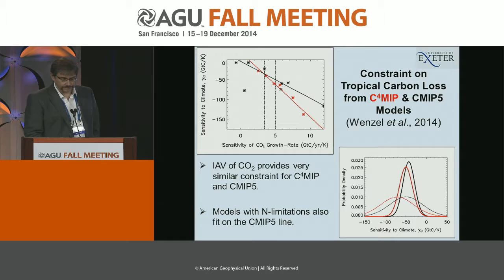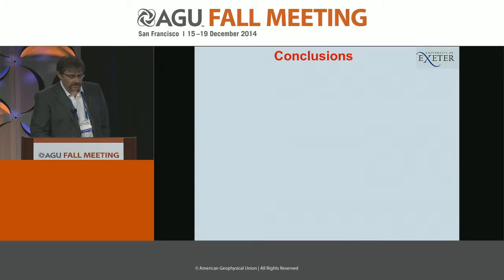This may be because in the tropics, nitrogen limitation is not a big deal. It's probably indicative more generally of the fact that even in those models, sensitivity of the fluxes is indicative generally of sensitivity of the stores. Okay, and I'm going to conclude.